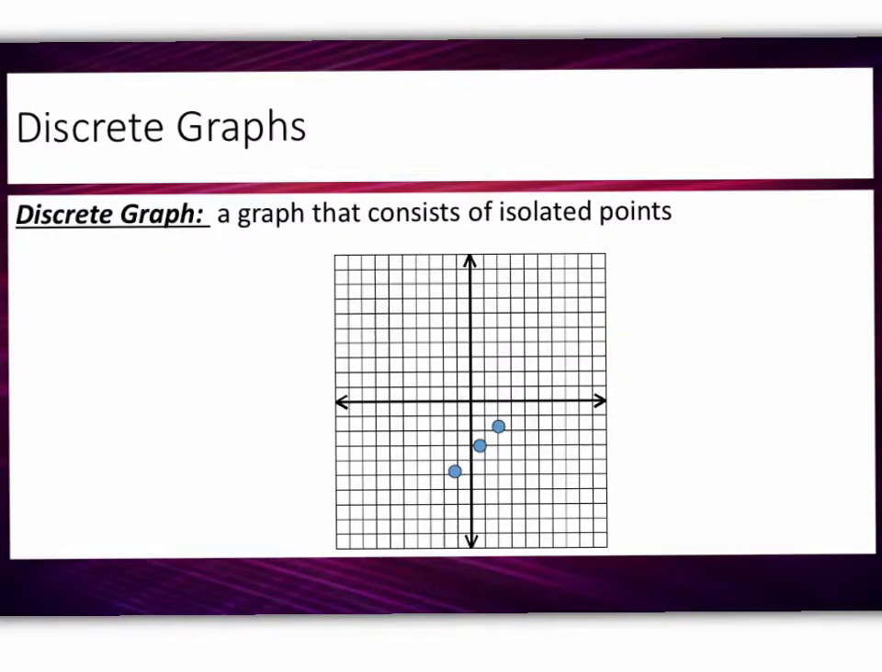Let's talk about then discrete graphs. A discrete graph is a graph that consists of isolated points. So these points are all isolated, which means I do not connect them. If I connected these dots to create this line, that would not represent discrete data because we're not including the values in between those points. We're only including the whole numbers. That's it. Only the integers. I keep saying whole numbers, but it's really integers. It's the counting numbers, and it could be the negative numbers or positive numbers. But this, you cannot connect to create a line. It's just going to be a whole bunch of isolated points for a discrete graph.